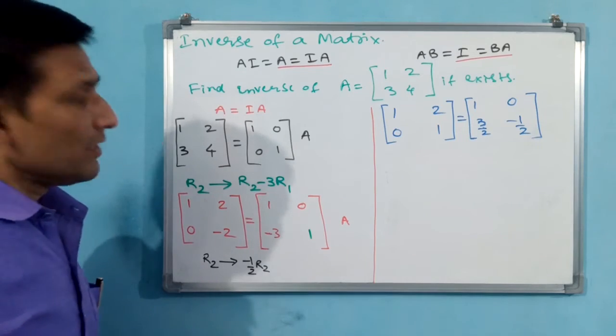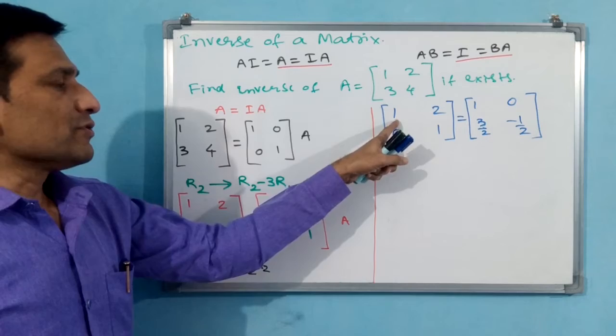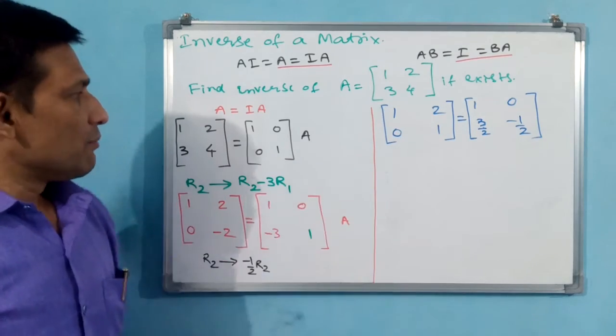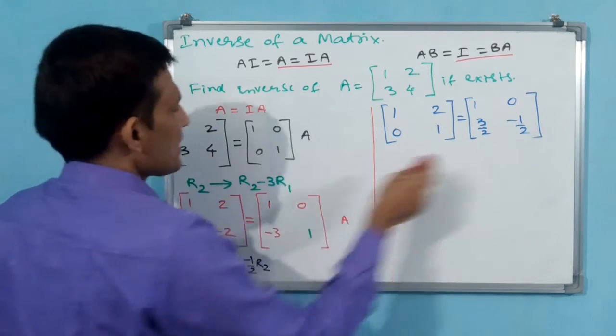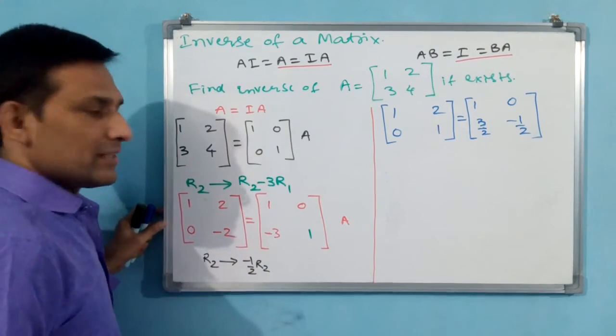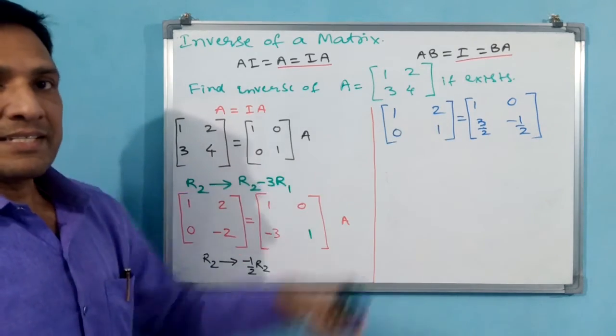Is it okay? Definitely okay. Now you see you have changed this 1 0 1. But see, accordingly 1 0 0 1 has changed. You see 1 0 3 by 2 minus 1 by 2. That also you have to see. Now let us make this as 0.